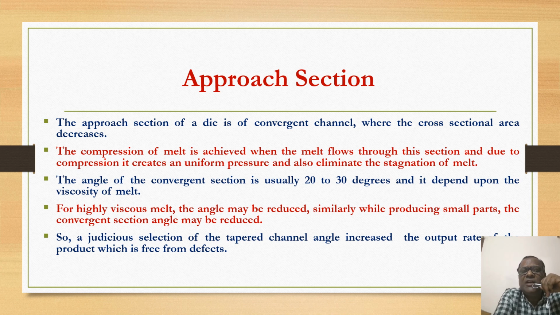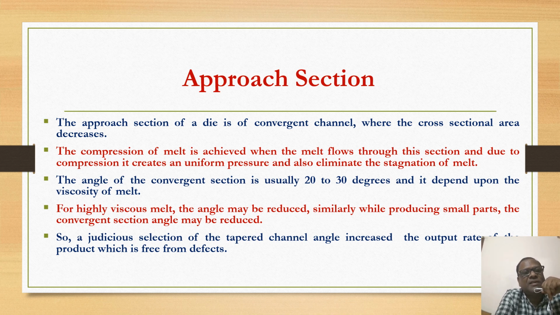So 20 degrees to 30 degrees, but it is not necessary to always take it within this range. Suppose the melt is highly viscous, then in that case you have to adjust the convergent angle. For highly viscous melt, the angle may be reduced. It's not necessary to take 20 degrees. You can take even from 5 degrees to 20 degrees. Similarly, if you are producing a small part and the viscosity is high, then don't go for this 20 to 30 degree range.